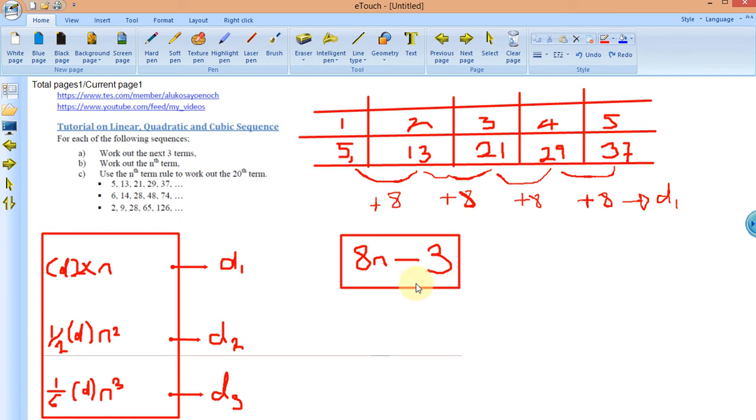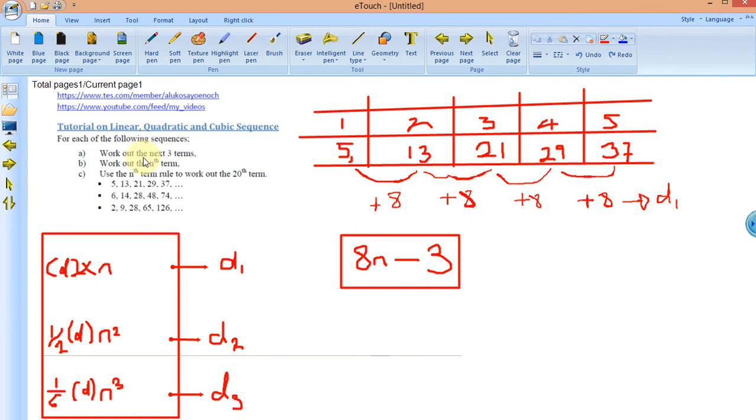Let's confirm that. When n is 1, that is 8 times 1 minus 3, that is 5. When n is 2, 8 times 2, that is 16, 16 minus 3, that is 13. When n is 3, 8 times 3, that's 24, 24 minus 3, that's 21. So just confirm the remaining ones.